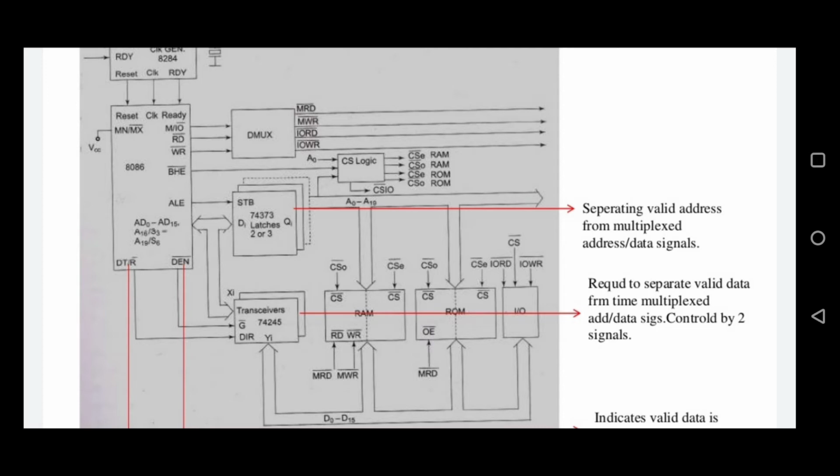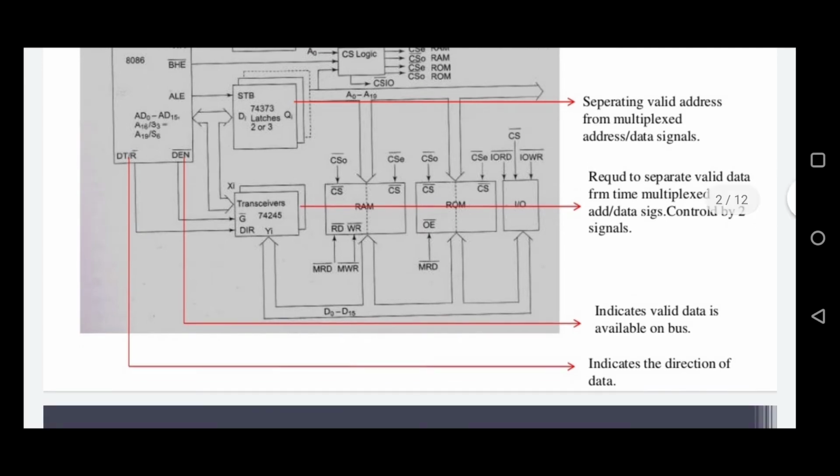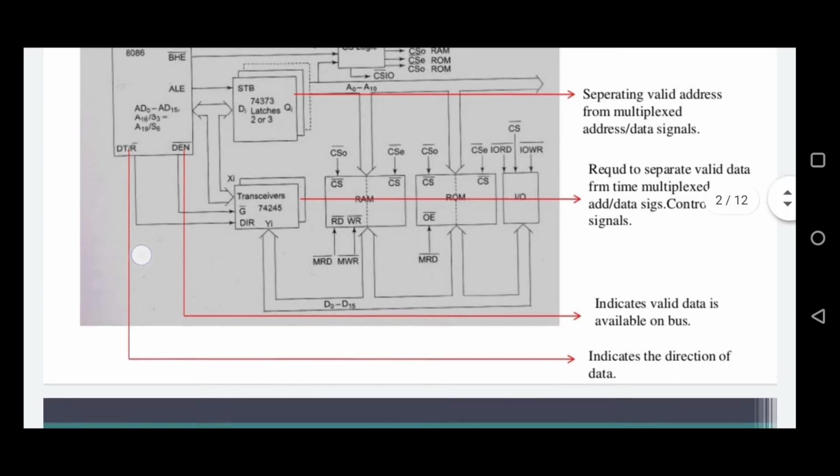The inputs of the transceivers are two signals. The first is DEN, the data enable signal, which indicates that valid data is available on the bus. The second signal is DT/R, data transmit and receive. This signal is used to indicate the direction of the data. That is a very important signal. So the transceiver can be controlled by two signals, DT/R and DEN.